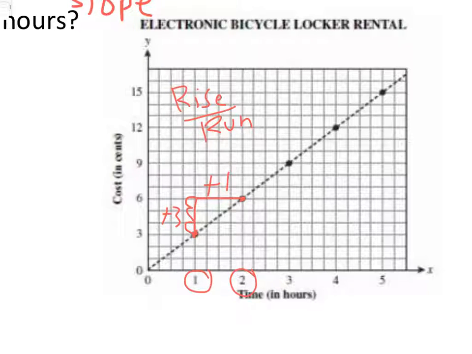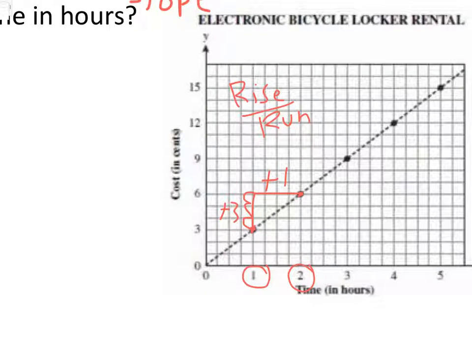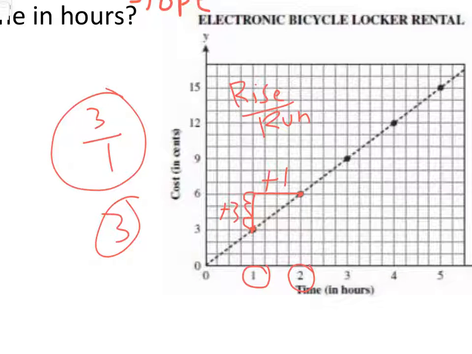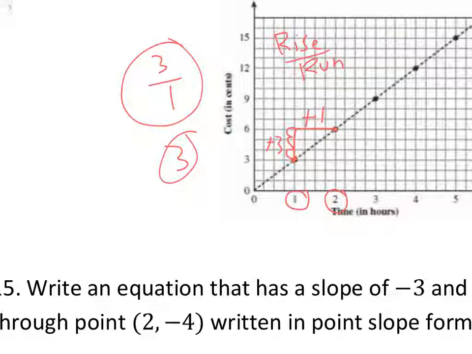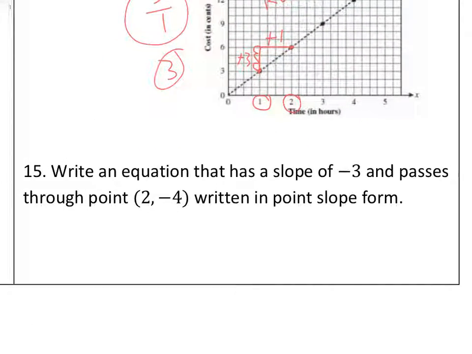So the rate of change here is going to be a rise over run, so that's going to be plus 3 over 1. Actually, you don't need that plus sign. It's just going to be 3 over 1, or just 3. All right, so once again, pay close attention to the y values and the x values. All right, last one on this page.